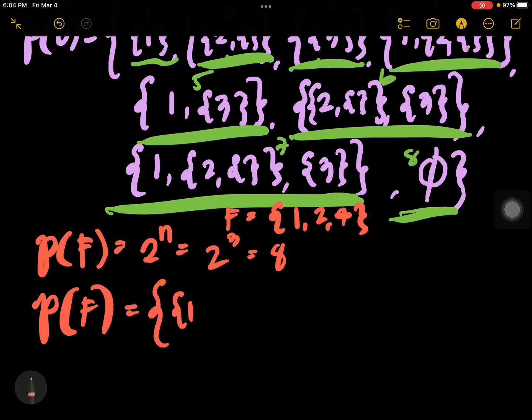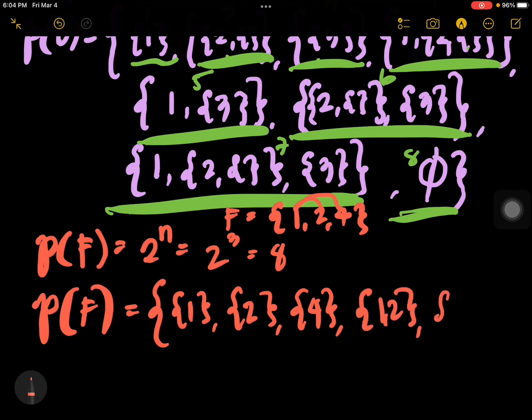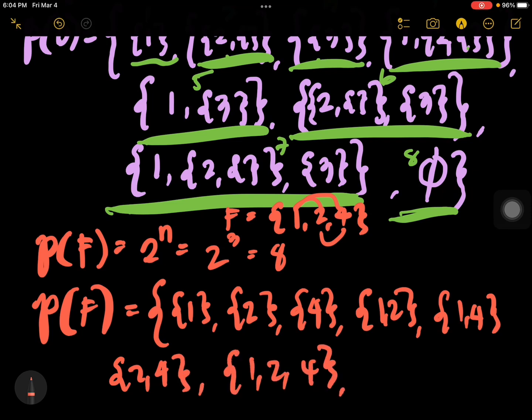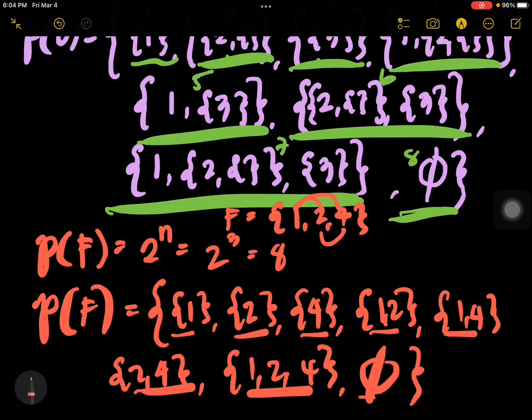So you have the power set of F. Again, individual, and then by 2. So you have 1, 2, and then 1, 4, and then you have 2, 4, and you have 1, 2, 4, and the last one is the null set. So let us count. 1, 2, 3, 4, 5, 6, 7, 8. Okay, very good. Clap your hands. Very good, students.